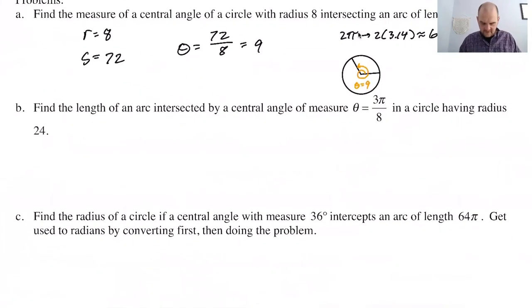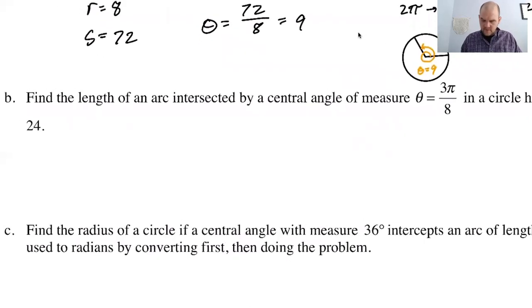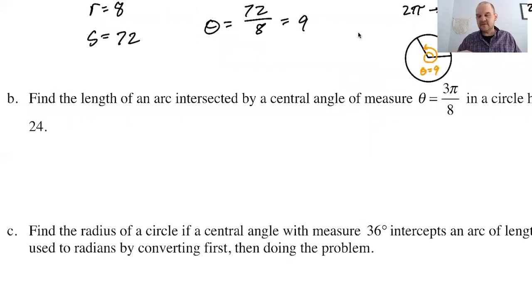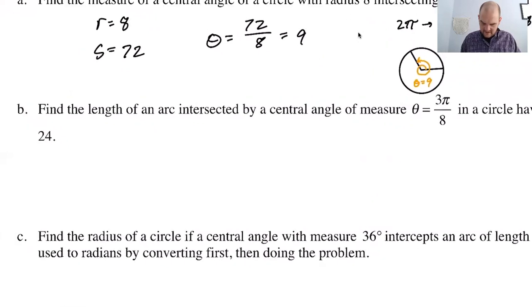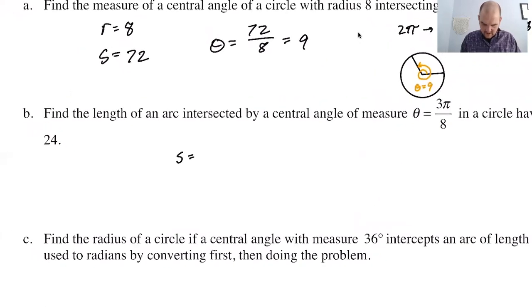All right. Find the length of an arc intersected by a central angle of measure theta is 3 pi over 8 in a circle having a radius. Okay, so you want to think in radians as much as possible. Always radians. Can't stress that enough. The sooner you develop that as your go-to, the better off you'll be. So, we know r and theta, so I'm just going to say s equals r theta. So s is going to be r, which is 24, times theta, which is 3 pi over 8.